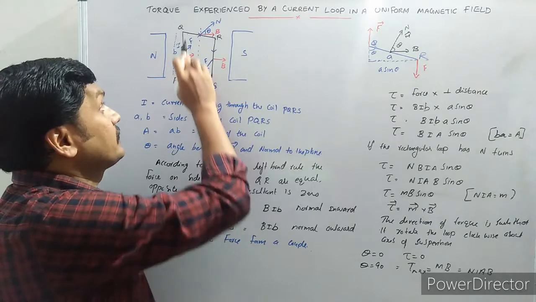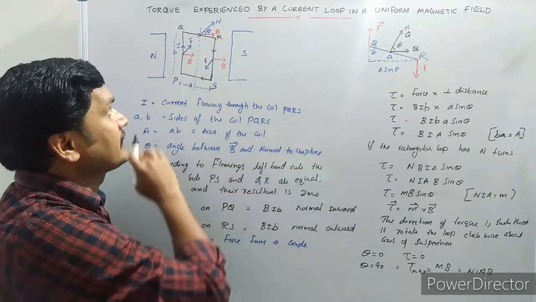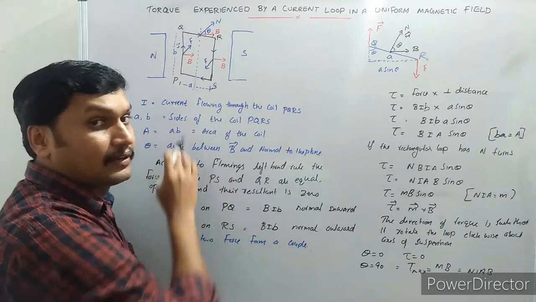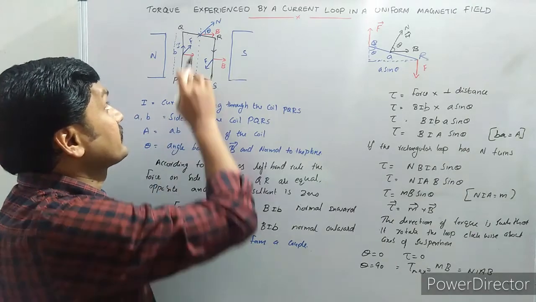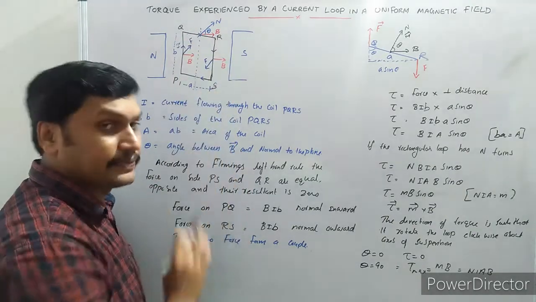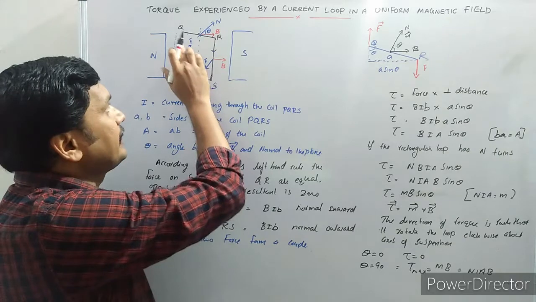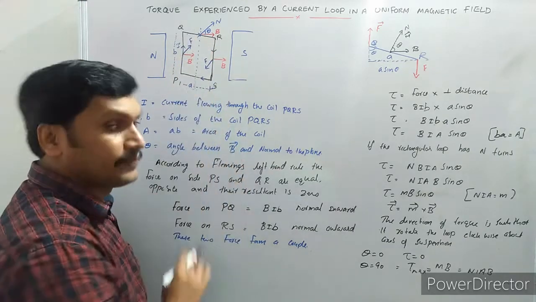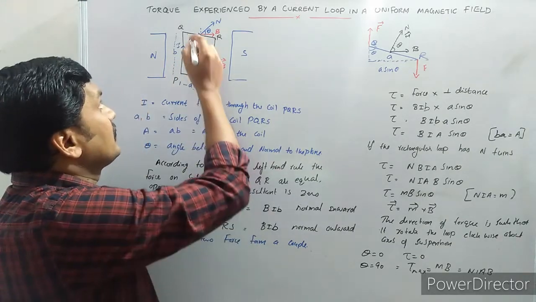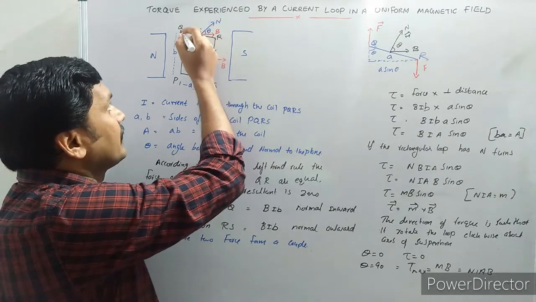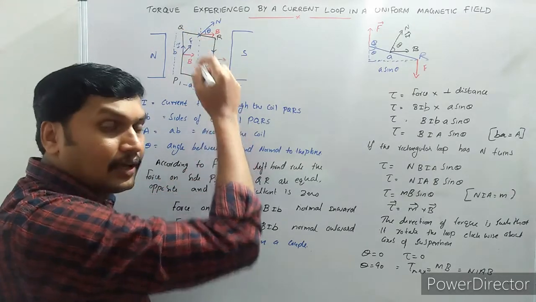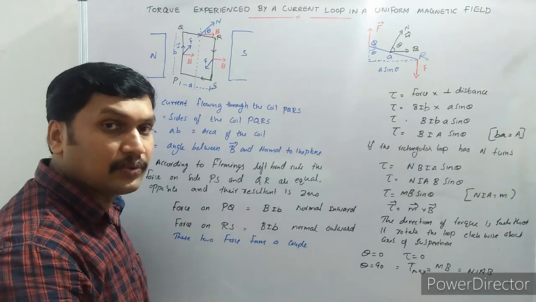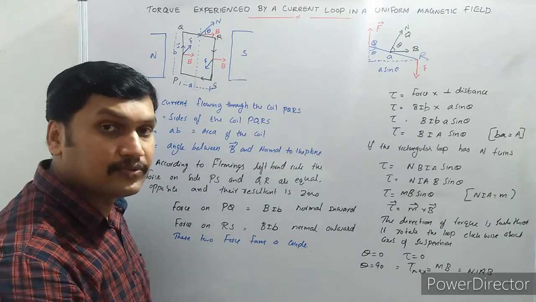Now we want to find the magnitude of force acting on the rectangular coil. First we see the sides QR and PS. The length of the sides QR and PS is A. First side QR, the current is from Q to R. Apply Fleming's left hand rule to find the direction of force.